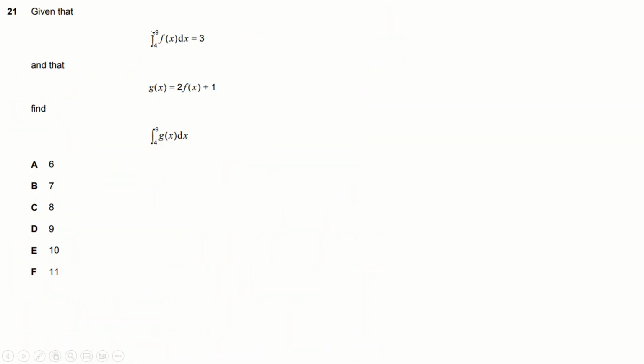So we've got some integral that has the answer of 3. What that means is, regardless of what the function looks like, it doesn't really matter. Between 4 and 9, the area underneath the curve is 3 in total. So let's just imagine that this area here totals 3. Now we're going to stretch the graph out by a factor of 2, and we're also going to shift it up 1.